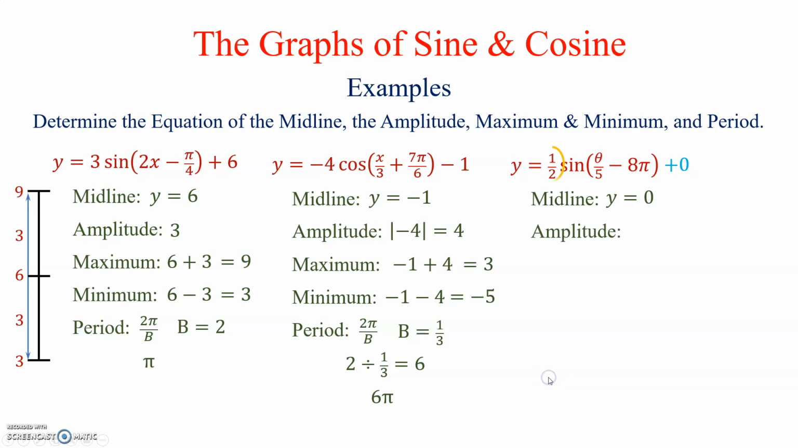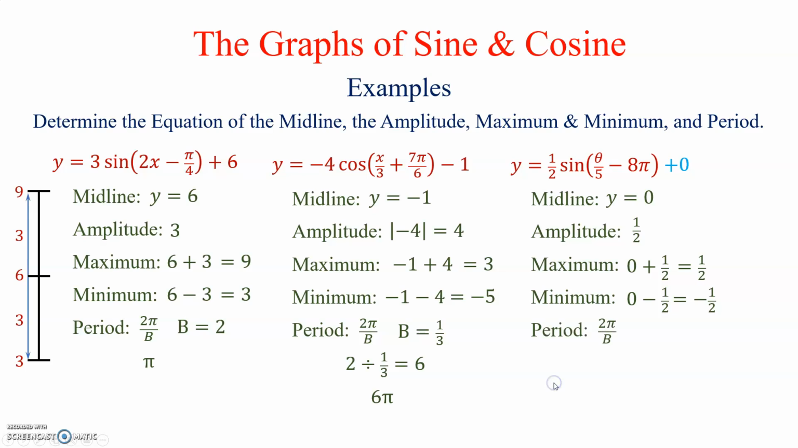Amplitude is the a. There's our 1/2, so the amplitude is a half. To find our maximum, we'll just start at the midline and add our amplitude. For our minimum, subtract our amplitude. Last is the period. Again, the formula, 2 pi over b. In this case, the b is 1/5. So we will have 2 pi over a fifth, or the calculation is 2 divided by a fifth, which is 10. So therefore, the period is 10 pi. So hopefully this helps as you begin to try some.